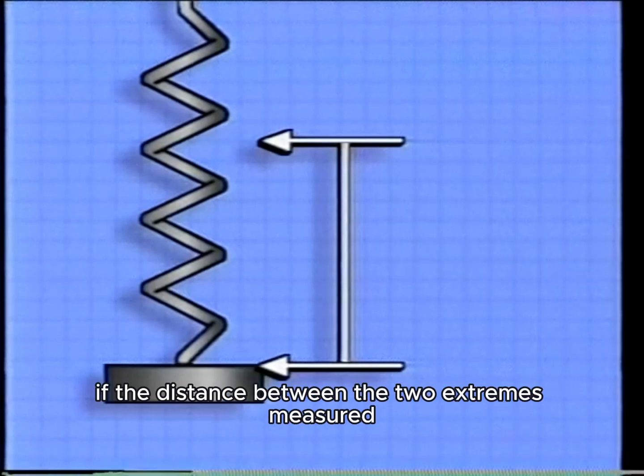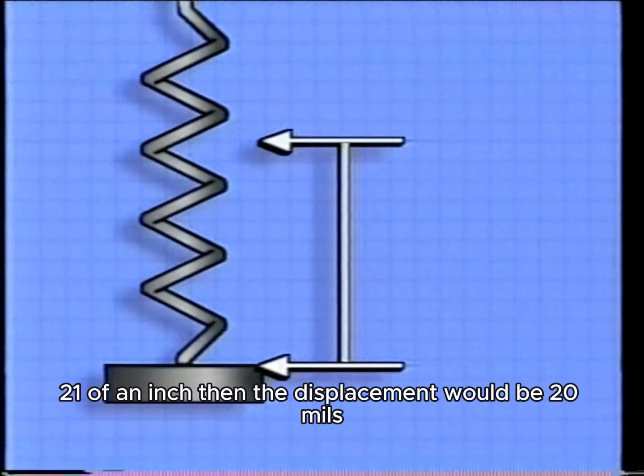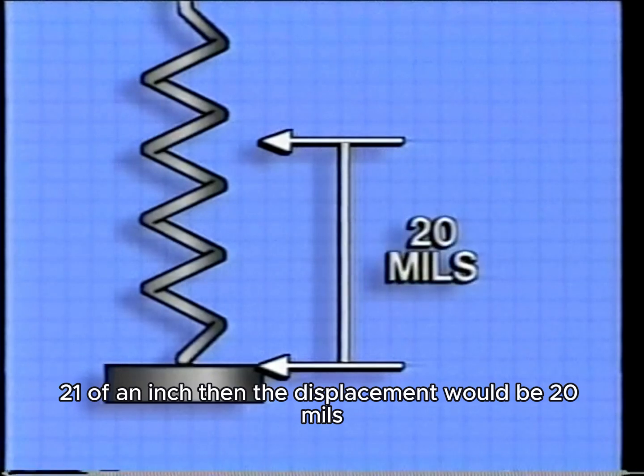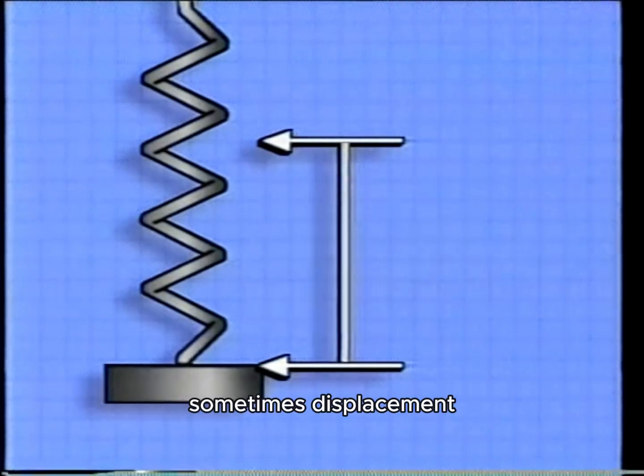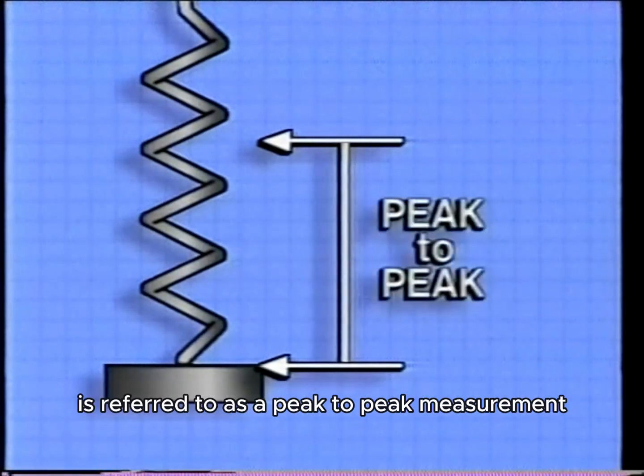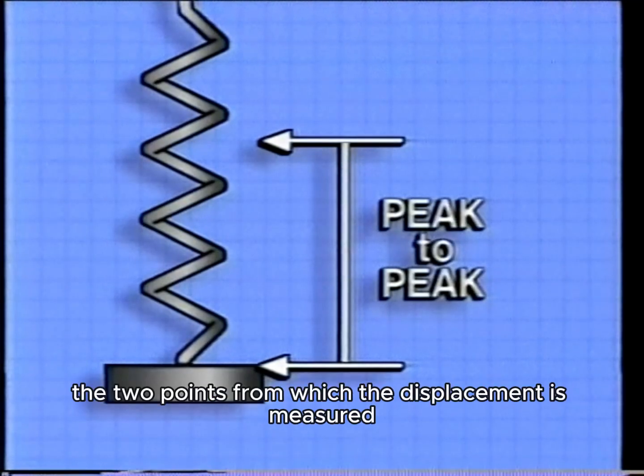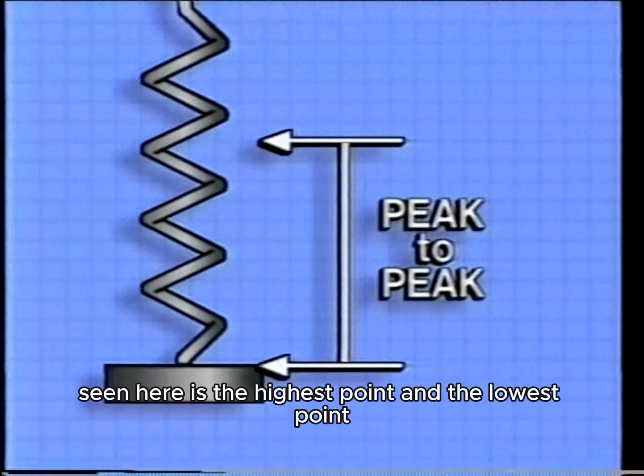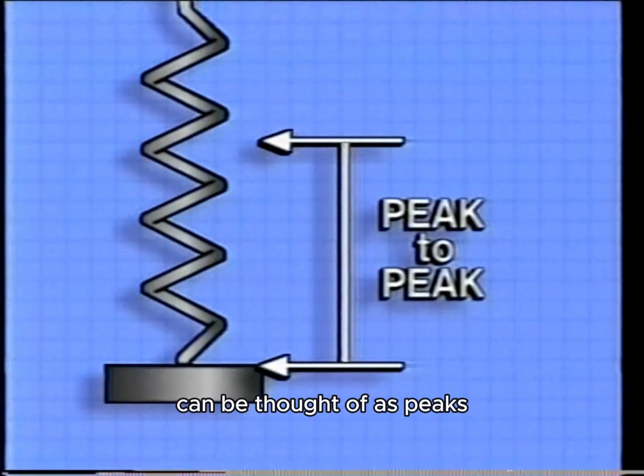For instance, if the distance between the two extremes measured 20/1000ths of an inch, then the displacement would be 20 mils. Sometimes displacement is referred to as a peak-to-peak measurement. That's because the 2 points from which the displacement is measured, seen here as the highest point and the lowest point, can be thought of as peaks.